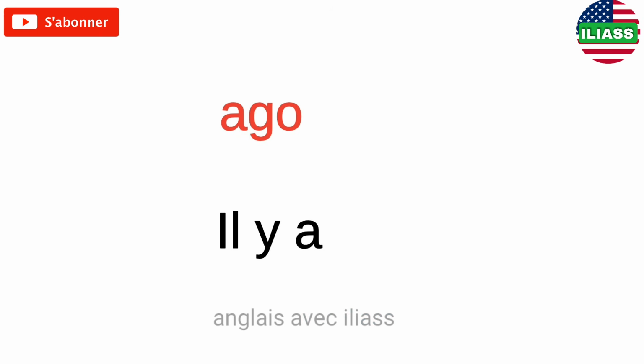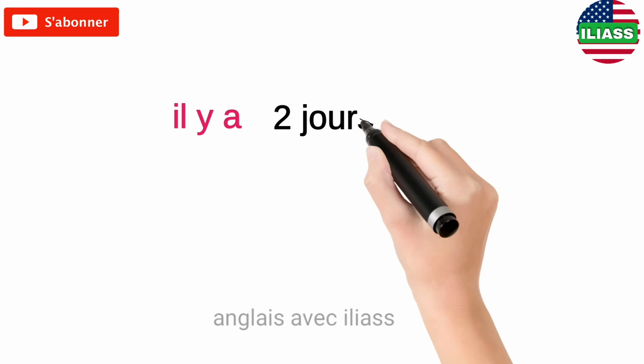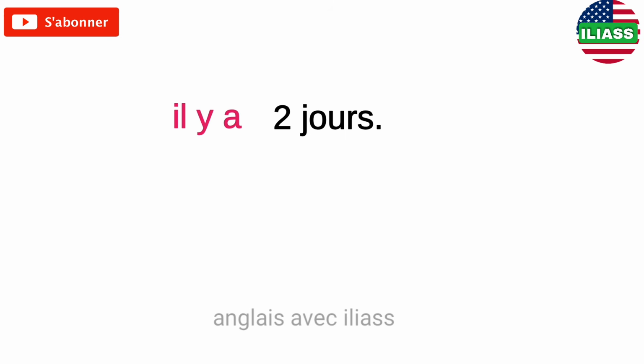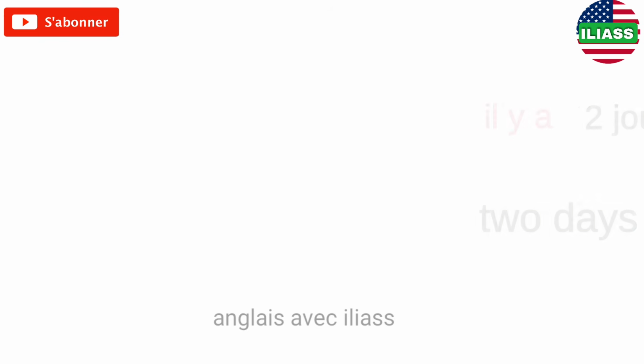On utilise ago quand on parle du passé. Par exemple, pour dire il y a 3 ans, il y a 2 heures, il y a 1 an, c'est là où on utilise ago. Par exemple, pour dire il y a 2 jours, on va dire 2 days ago. Il faut savoir que ago est toujours à la fin de la phrase.